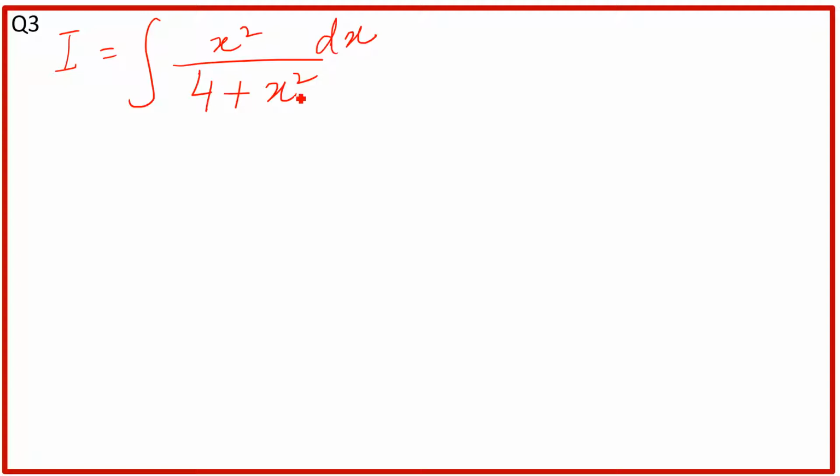If I say 4 plus x square is the function, then you have to check whether we have the derivative available in the numerator or not. So the derivative of 4 plus x square equals 2x, right? Which is not available here. We have the same variable, same power.